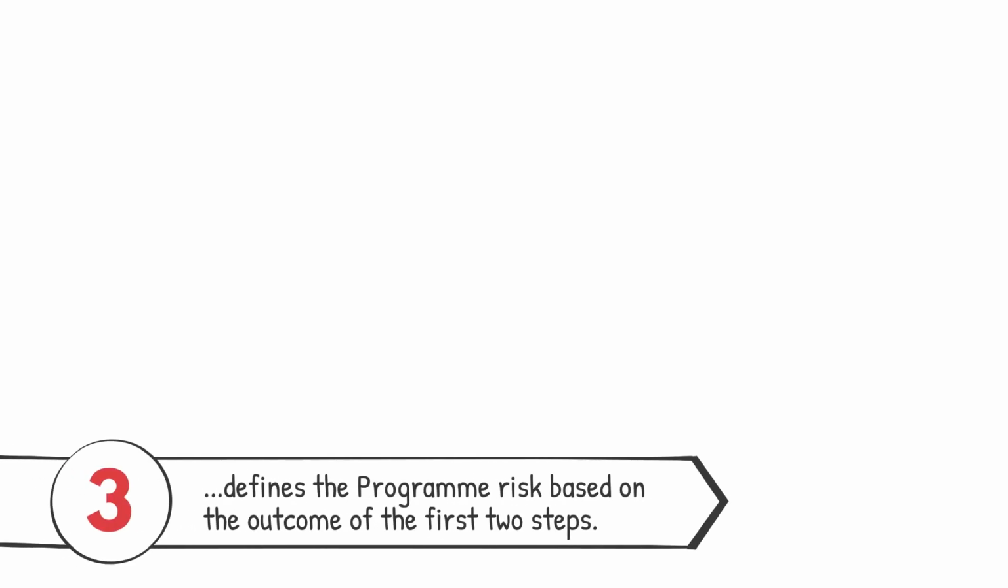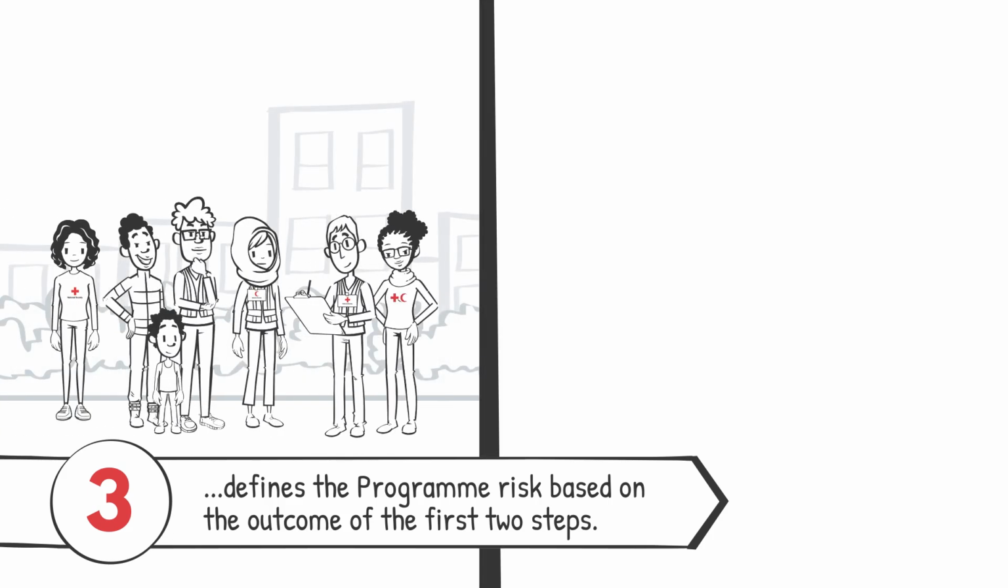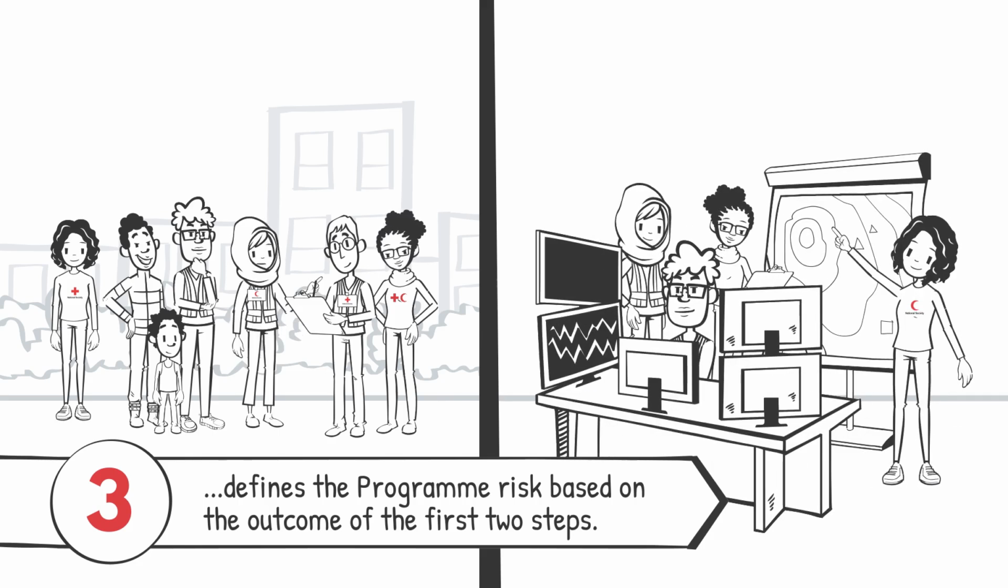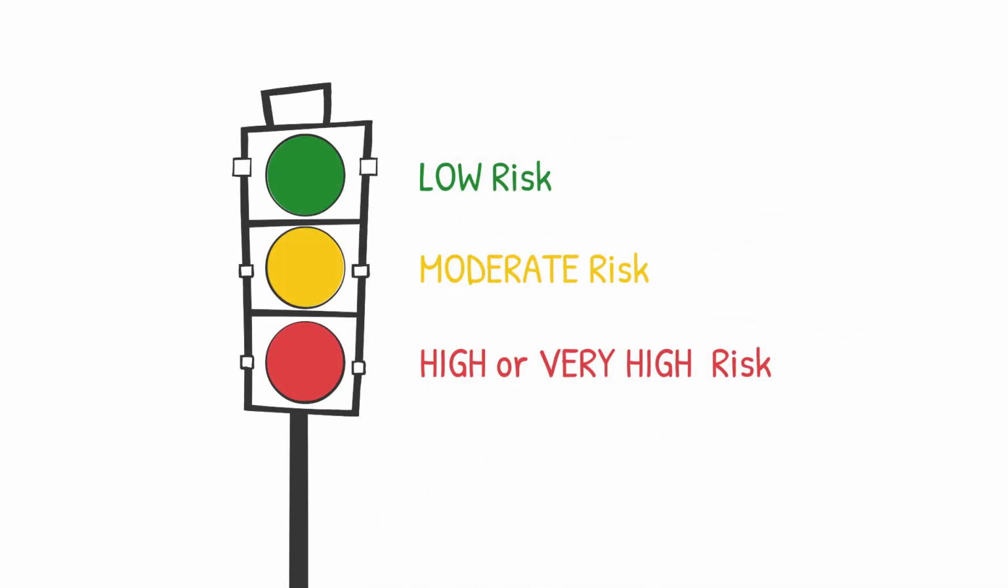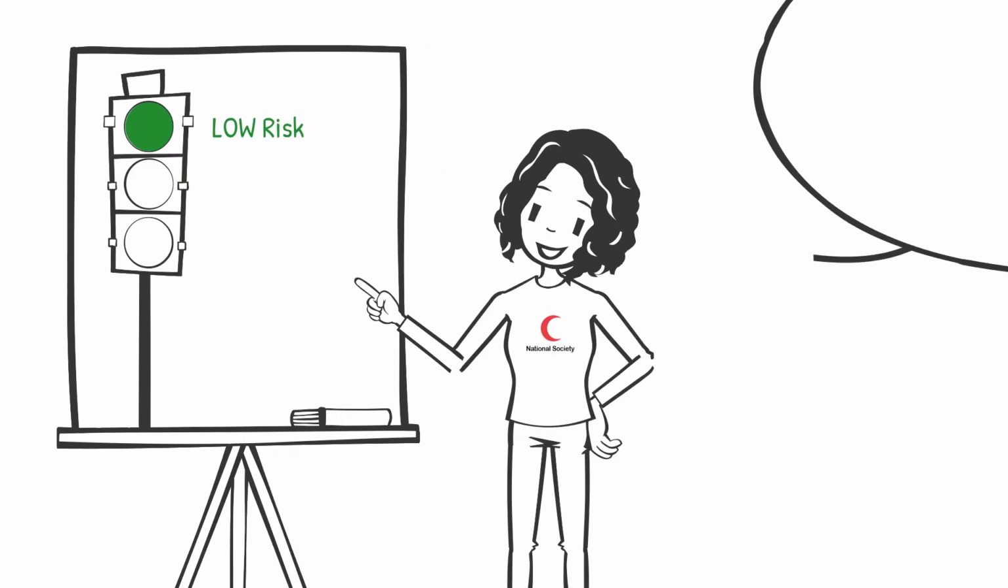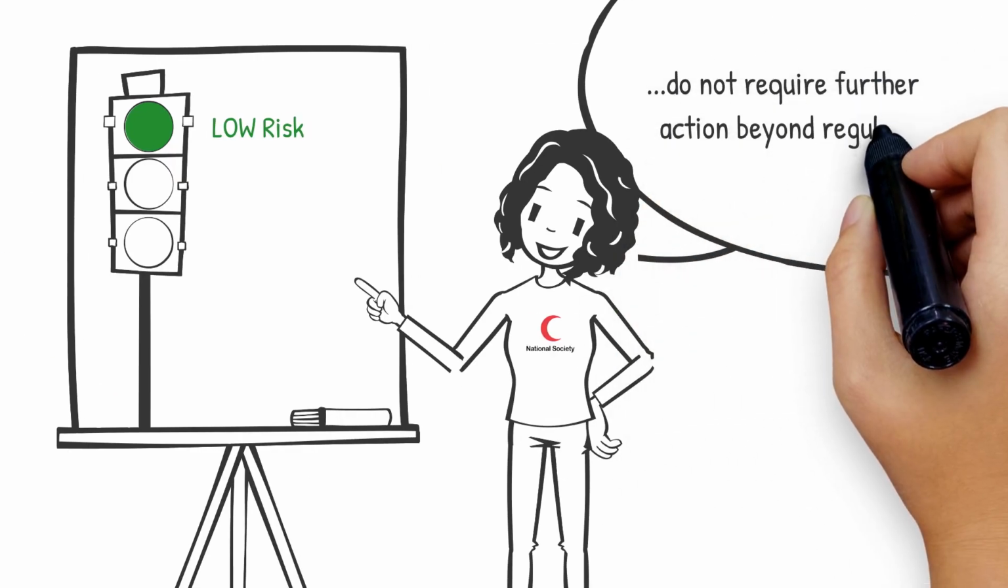Finally, Step 3 defines the program risk based on the outcome of the first 2 steps. The level of risk determines whether a detailed action plan is required and what level of technical support is needed. Specifically, the project is rated as having a low, moderate, high or very high risk. Projects with a low rating do not require further action beyond regular monitoring.